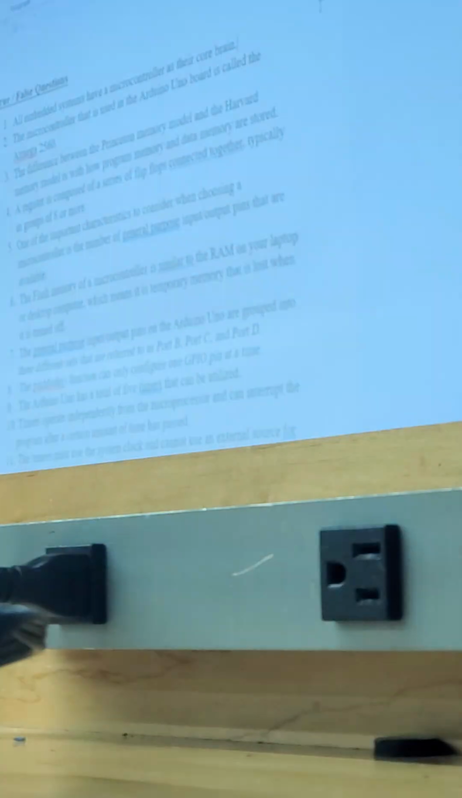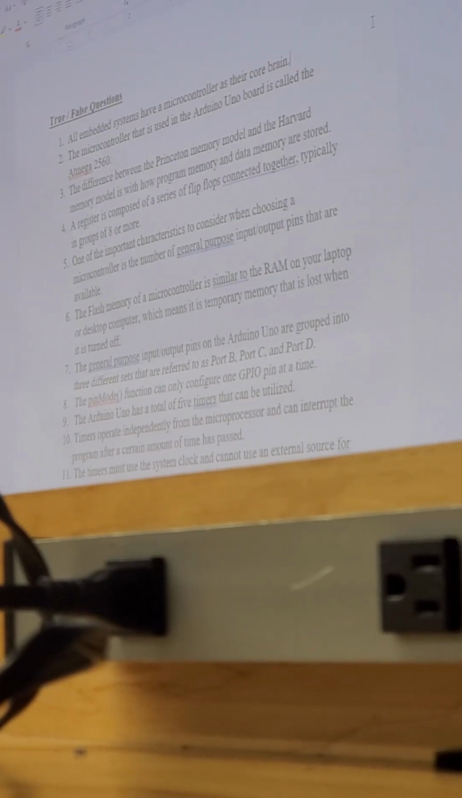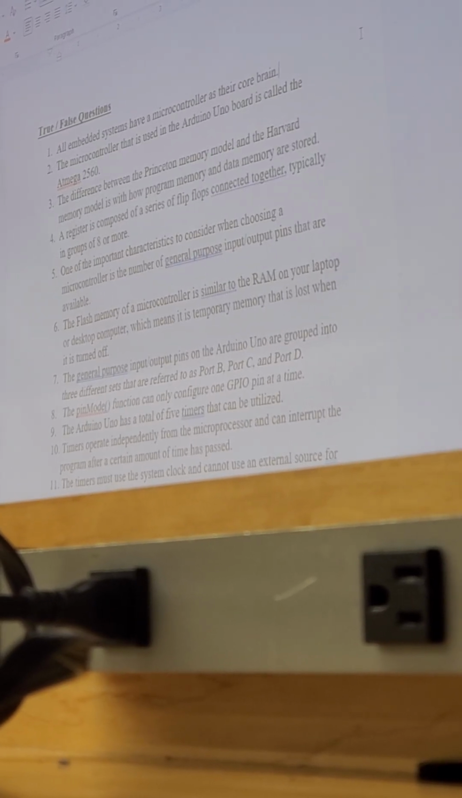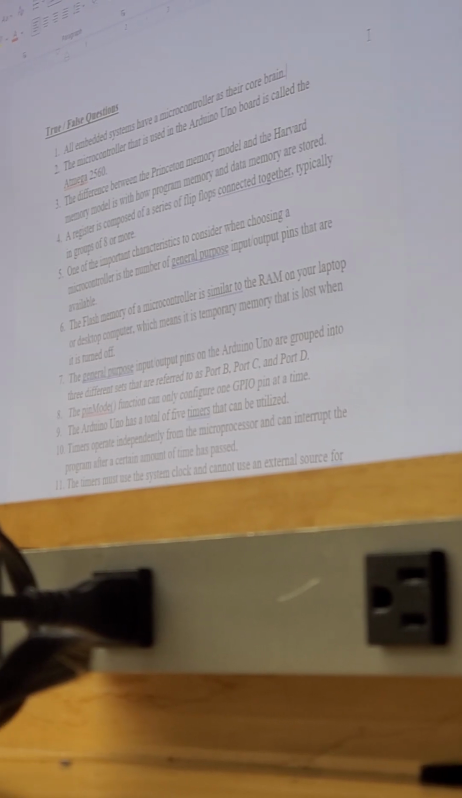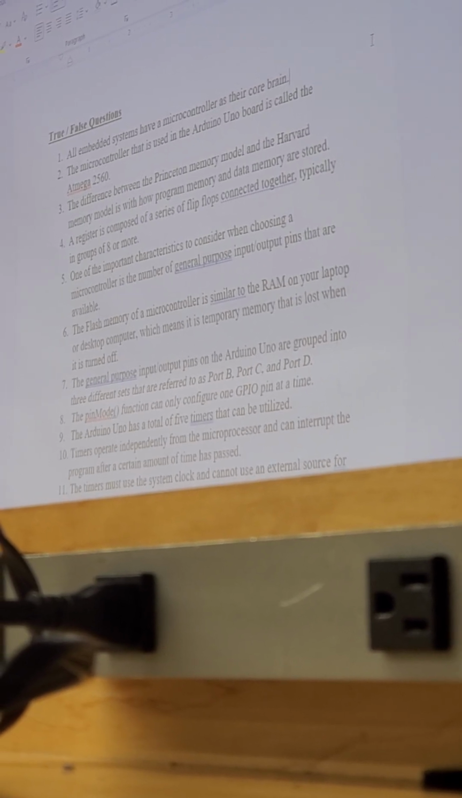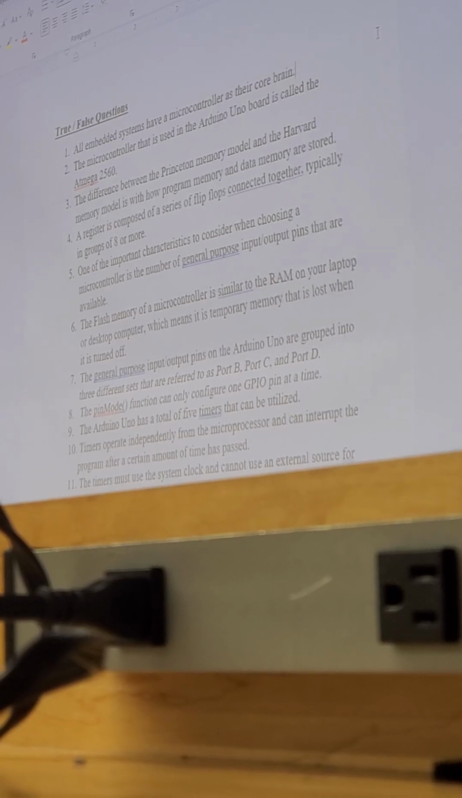Question number six is about flash program memory. This one follows straight from the broad definition. Flash program memory is non-volatile. It is not going to be lost. It's not temporary. So number six was false. Question number seven is talking about the different ports. This one is correct. We do have port B, port C, and port D specifically. So question 7 was true. Question number 8 was asking about the pin mode function. It can only handle one at a time, so number 8 was also true.